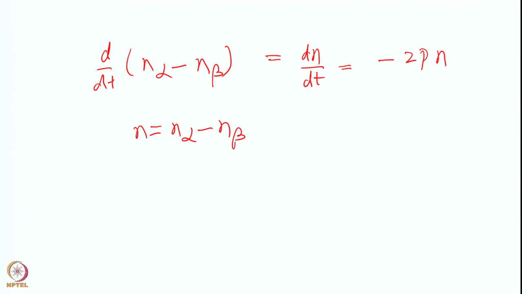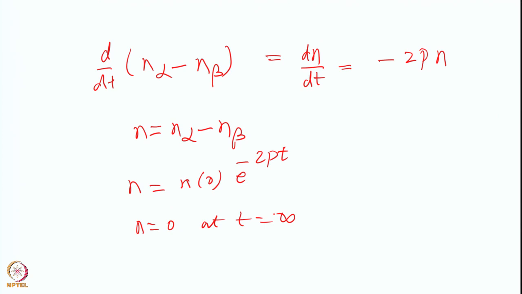Okay. Now, if we solve this differential equation, I am not going to solve it here, but I will give you the result. The solution of this is n equals n 0 times e to the minus 2pt. N 0 is the population difference at time t equal to 0, and at time t this will be e to the minus 2pt. So, what happens at t equal to infinity? n will become equal to 0 at t equal to infinity.